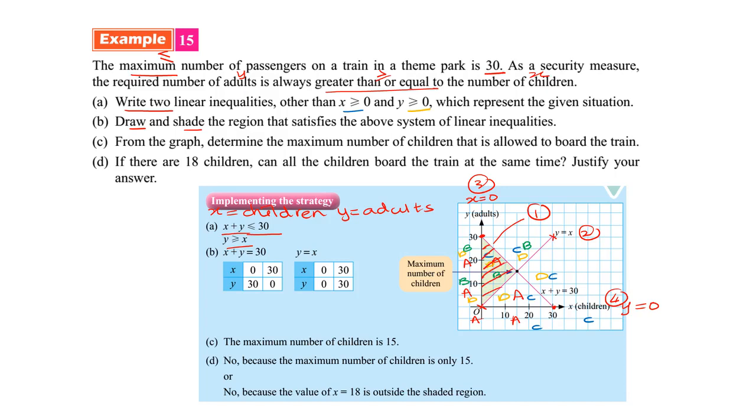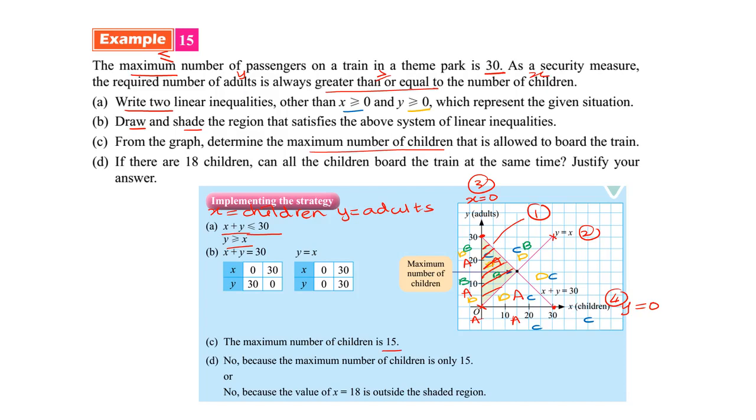Question C. From the graph, determine the maximum number of children that is allowed to board the train. So children refer to the x-axis, the maximum. Look at this region. So the maximum for children is 15. So the answer is 15.